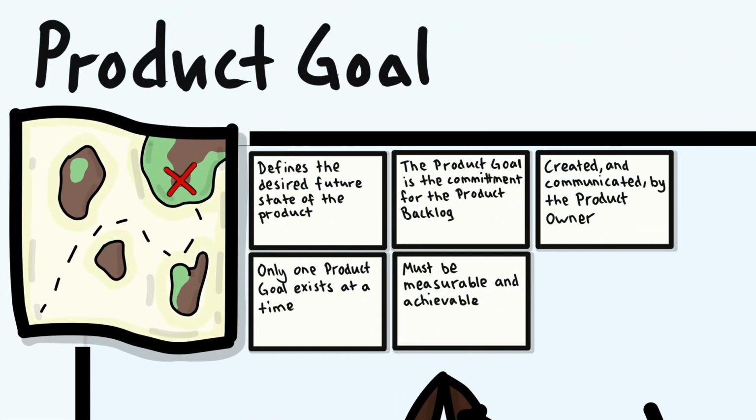First up is the product goal and the product backlog. The product goal is the commitment which defines the desired future state of the product, and helps inform the creation and contents of the product backlog. The product goal is part of the product backlog and is created and communicated by the product owner. The product goal must be both measurable and achievable, and only one product goal exists at a time, with a new one being created upon completing or cancelling the existing one.